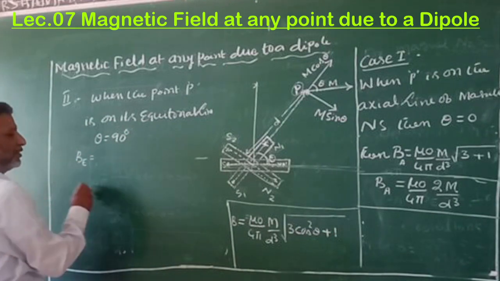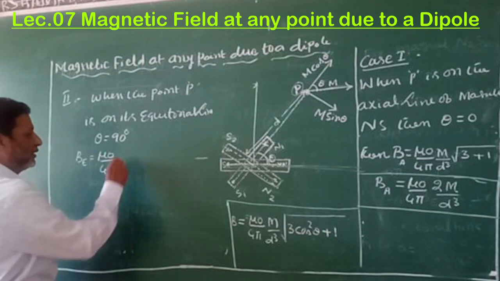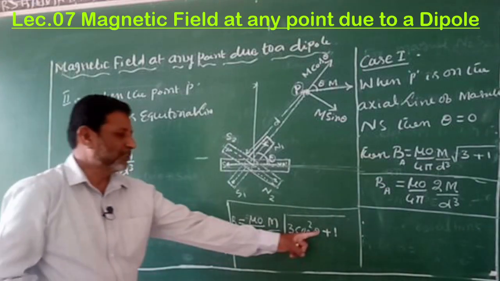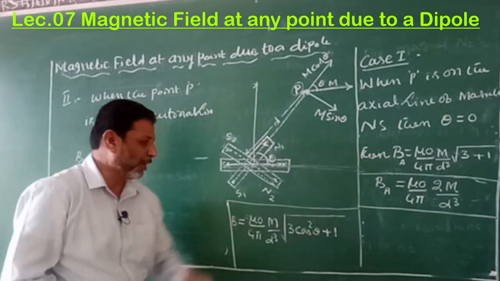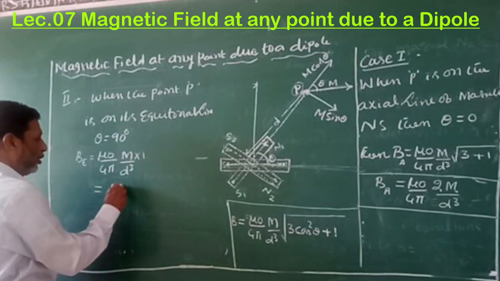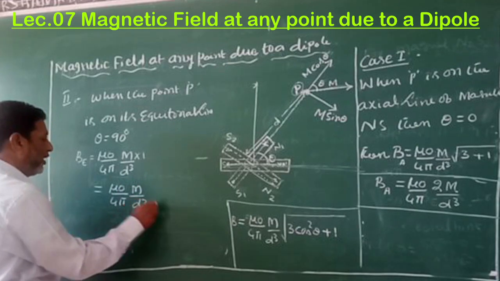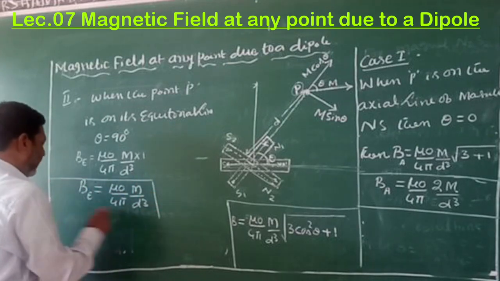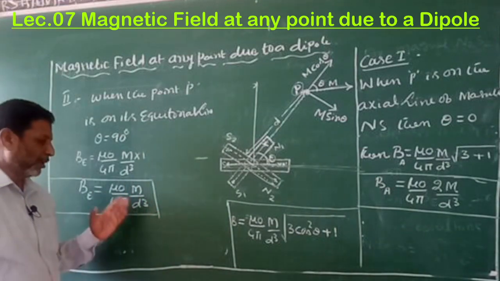Then you get the field along the equatorial line, which is equal to mu naught divided by 4 pi, m divided by d cube, because this factor is 0 and 1 is left, and the square root of 1 is 1. This is the field along the equatorial line. Already I had mentioned that the field along the equatorial line formula is this one.